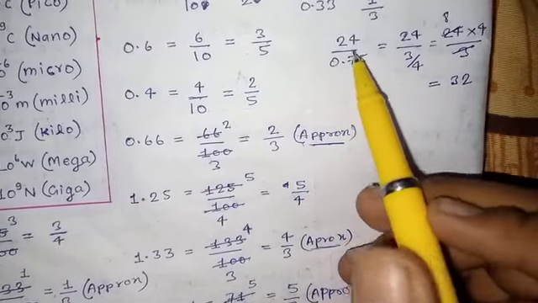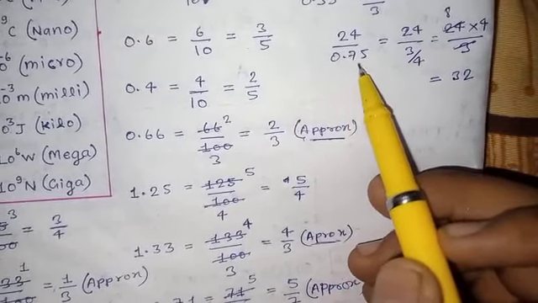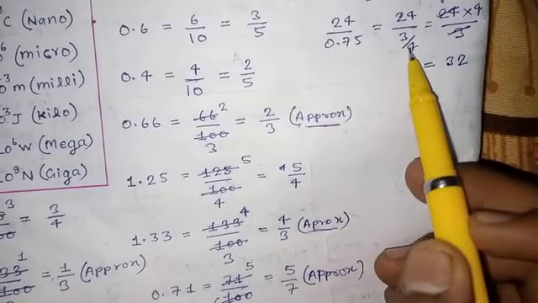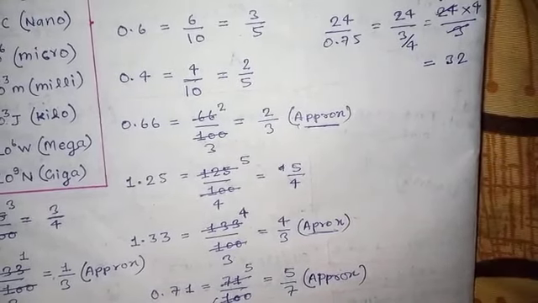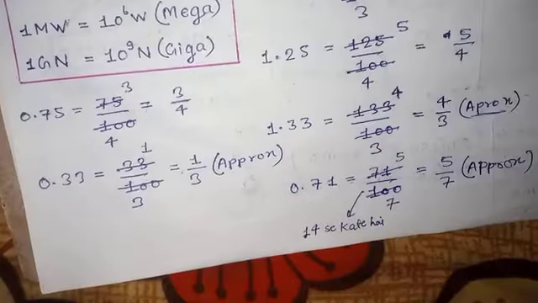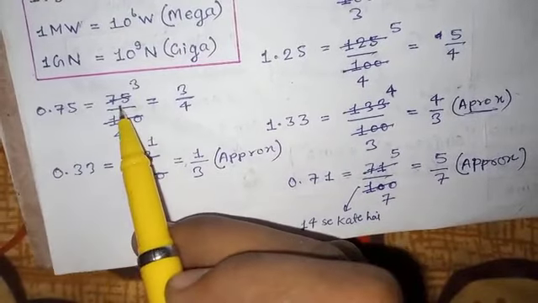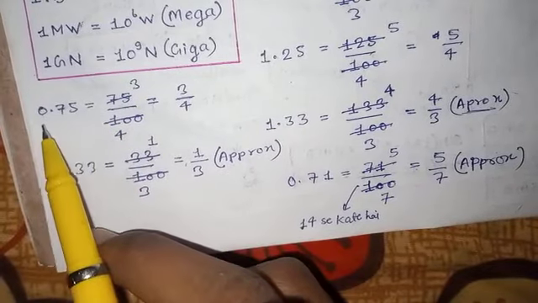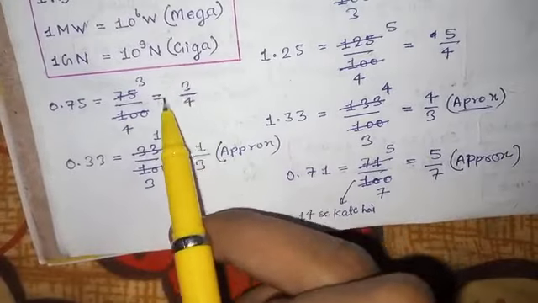You see this is a calculation, 24 divided by 0.75. We can solve the calculation by converting this 0.75 into 3 by 4, and I have told you in the previous video how to convert. You can see it here. You can convert 0.75 by multiplying it by 100 in both numerator and denominator, and we will get the answer 3 by 4.